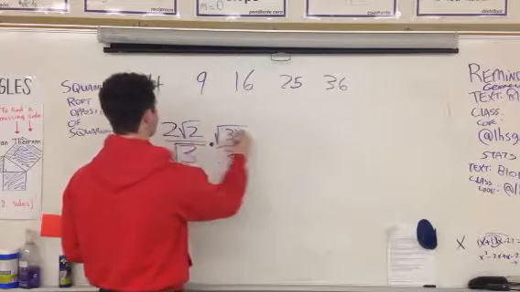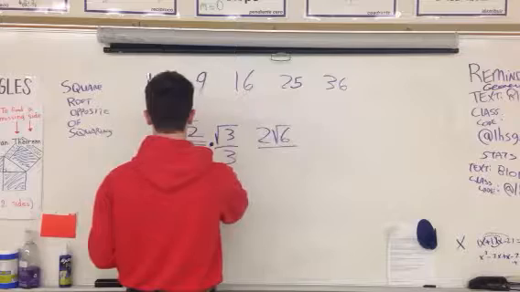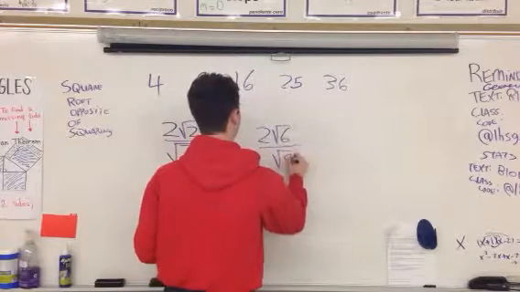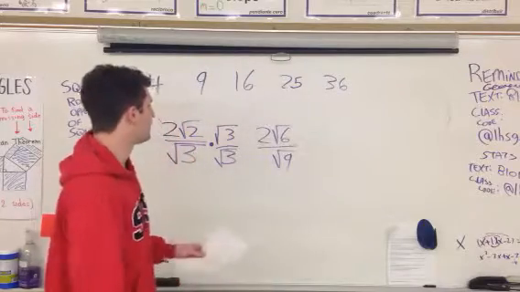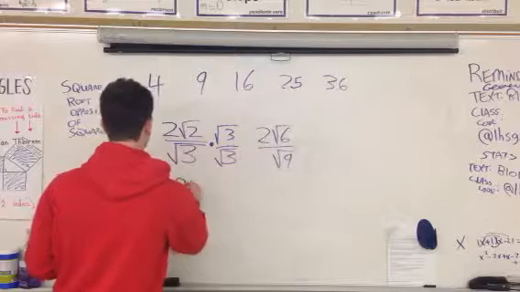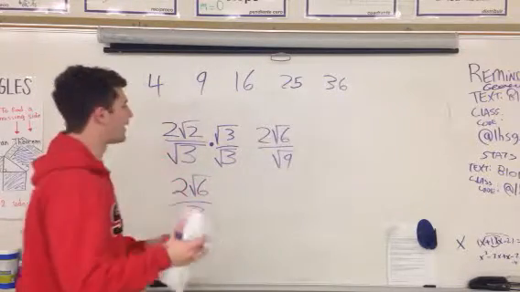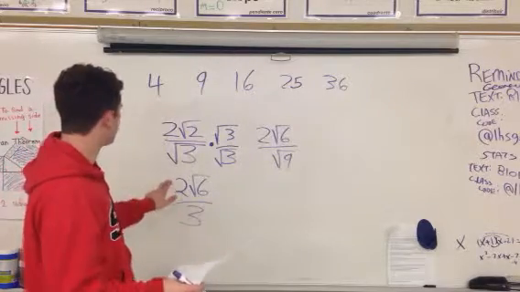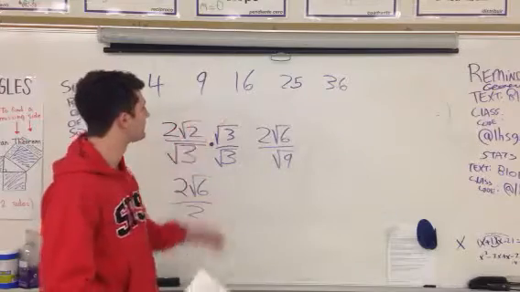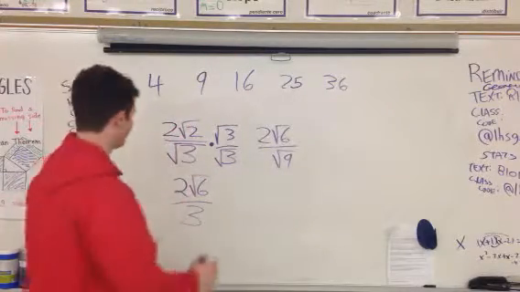I'm going to end up with 2 square root of 6 over, by the square root of 3, over the square root of 9. Okay, and the square root of 9 simply is 3. So I have 2 square root of 6 over 3. Now let's see if I can simplify anything else. 2 over 3 is simplified. The square root of 6, I can't pull anything else out of it. So that's as simple as it's going to get.